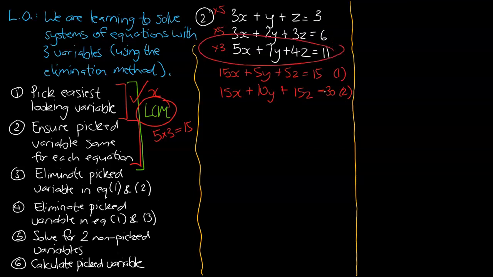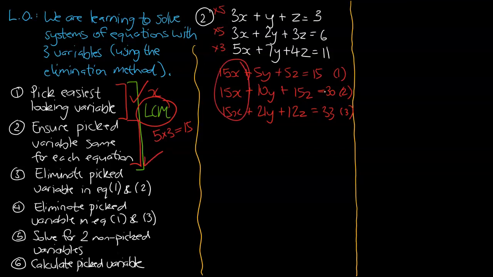And our last equation, timesing everything by 3 this time, not 5. So we're going to have 15x. And again, I'm liking this. All of them are now 15, plus 21y plus 12z. And that should be equal to 33. And all of those last ones came from that chunk there times by 3. And that is equation number 3. So I can now give this one a tick because they all have the same amount of those picked variables.